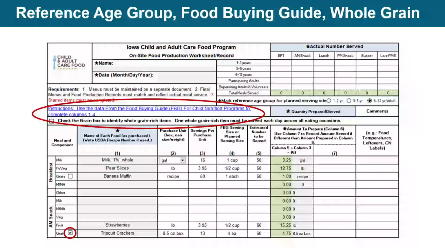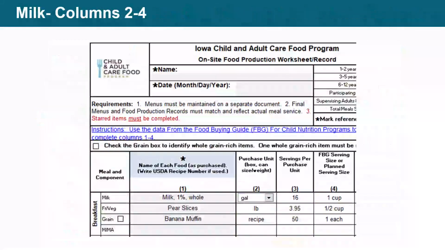Next, check the box by each grain if the item is whole grain rich. In our example, Triscuits and the whole grain mini bagels are whole grain rich, so this box is checked. Columns 2 through 4 are optional, but used to determine the amount of food to purchase and prepare. The food buying guide will help complete these columns.